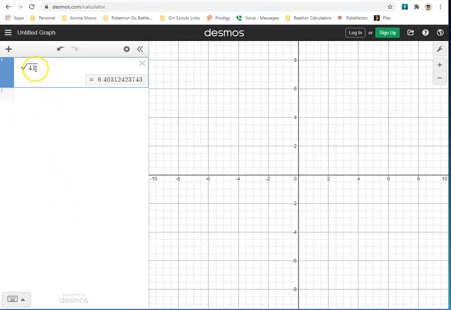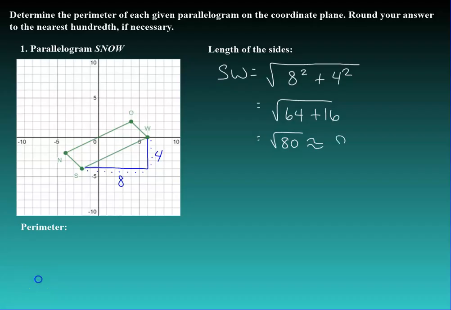And we can again use Desmos to get this. So in Desmos, we can go ahead and type in square root of 80, which is 8.94, because this 4 makes it round down, so 8.94. And again, we're finding just the side of it, so it's just units. And then we need to figure out SN.